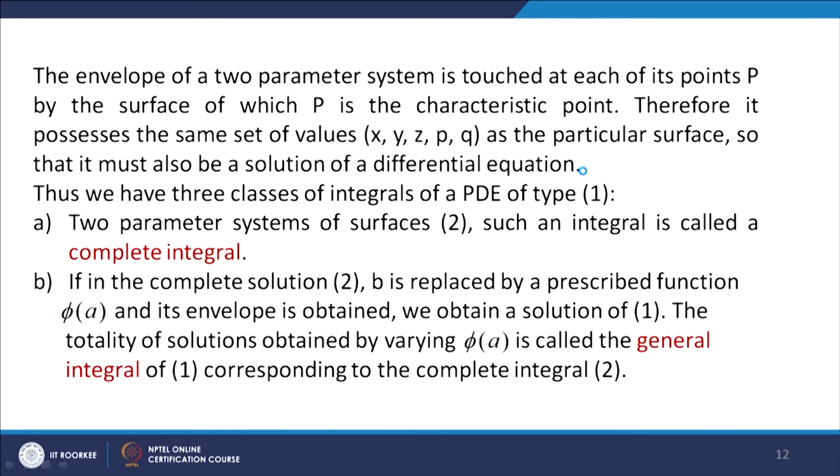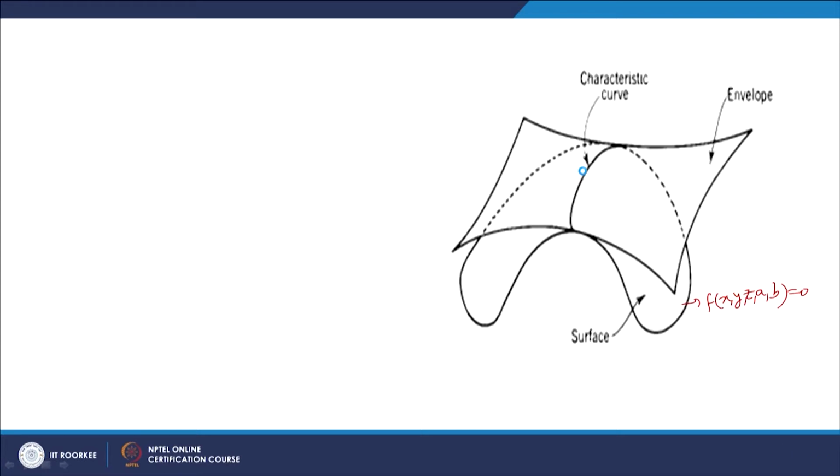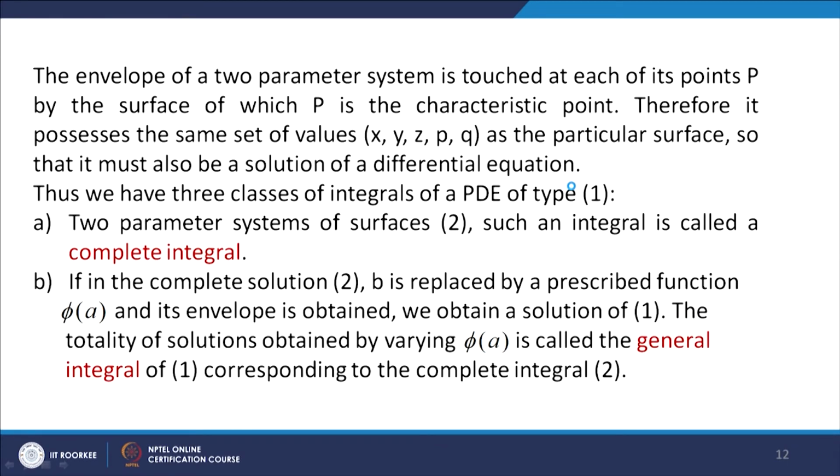The envelope of a two parameter system is touched at each of its points P by the surface of which P is the characteristic point. So, this is the envelope, and it is touched at each of its points by the characteristic curve. Therefore, it possesses the same set of values x, y, z, p, q as the particular surface, and therefore, it must also be a solution of the differential equation.